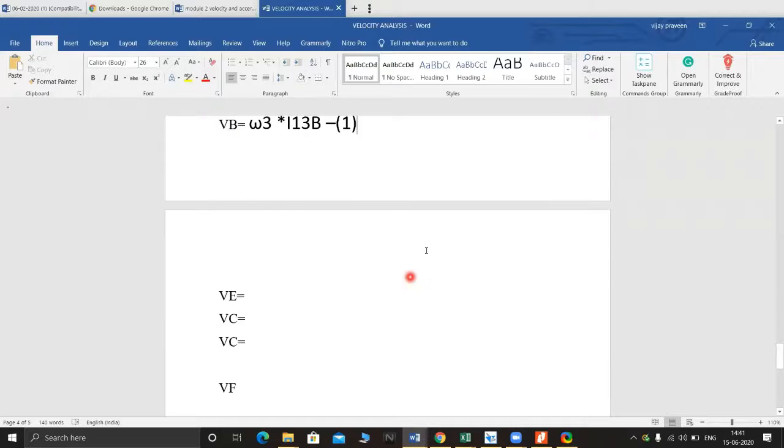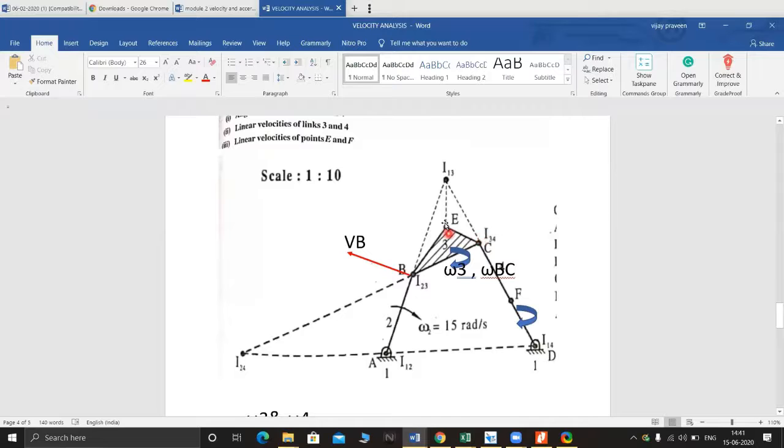Now let's come to the point E here. If we consider point E, that is the velocity at that point E. Let us take this as also occurring like this. Let us call this velocity VE. So what can we call VE?